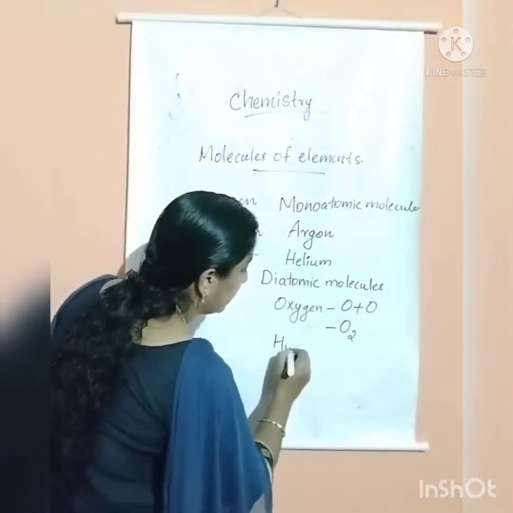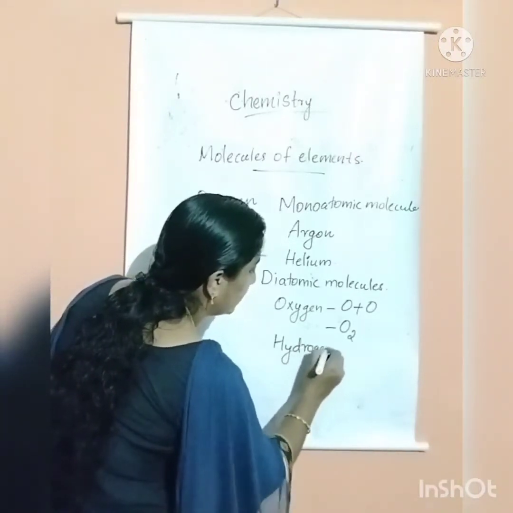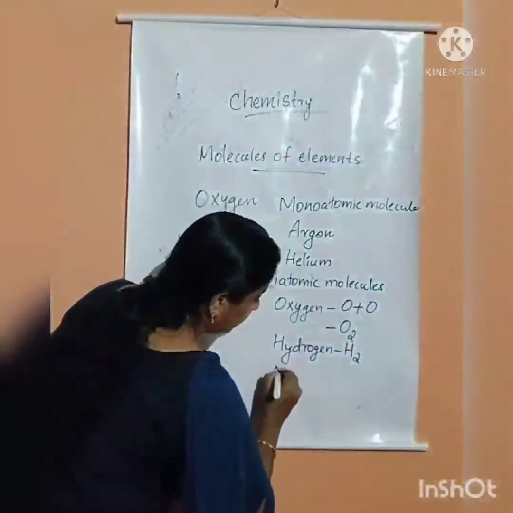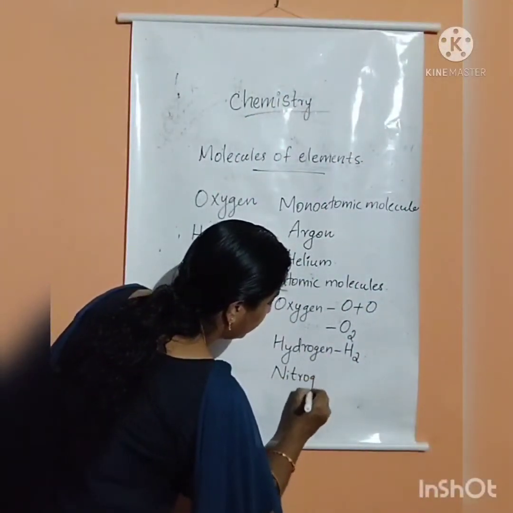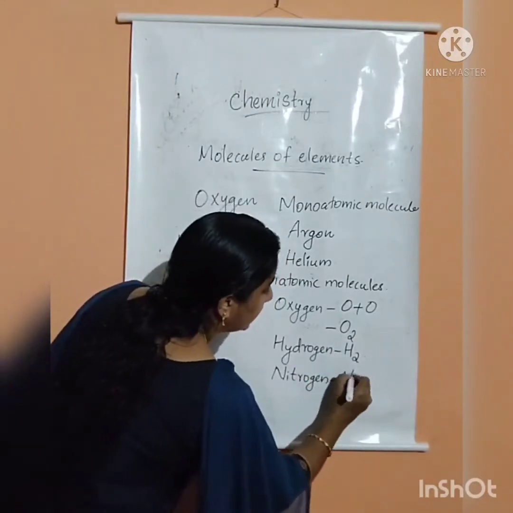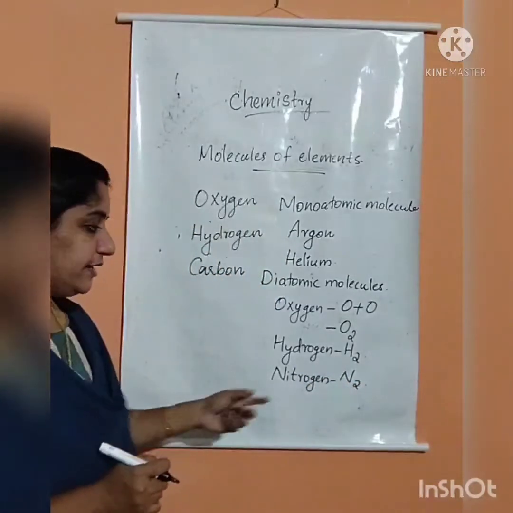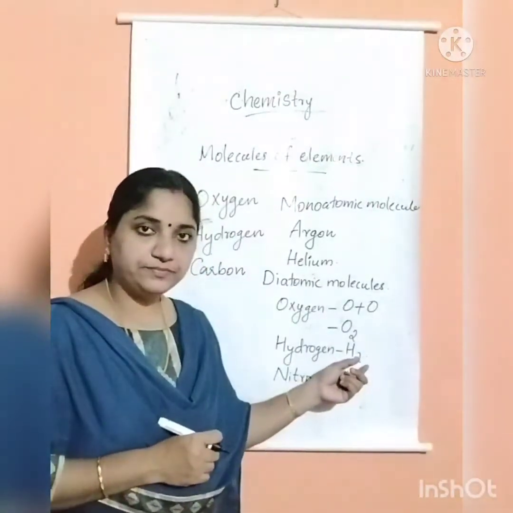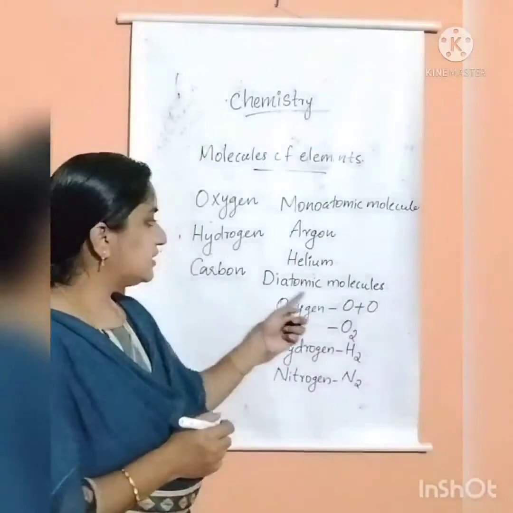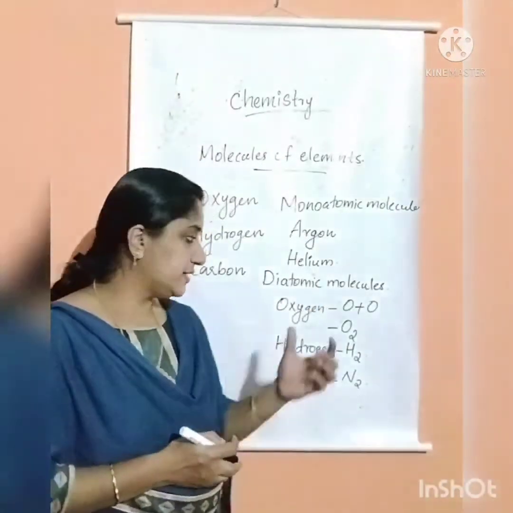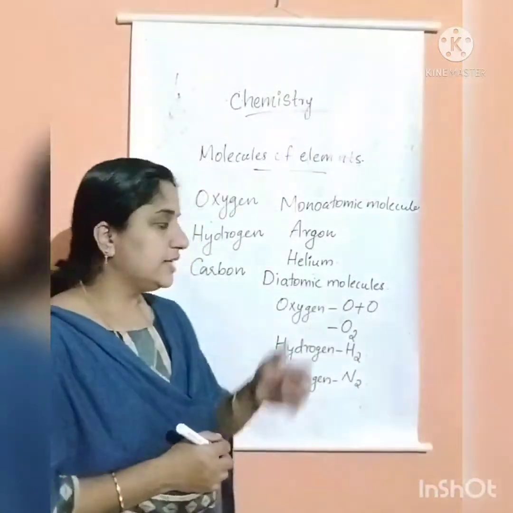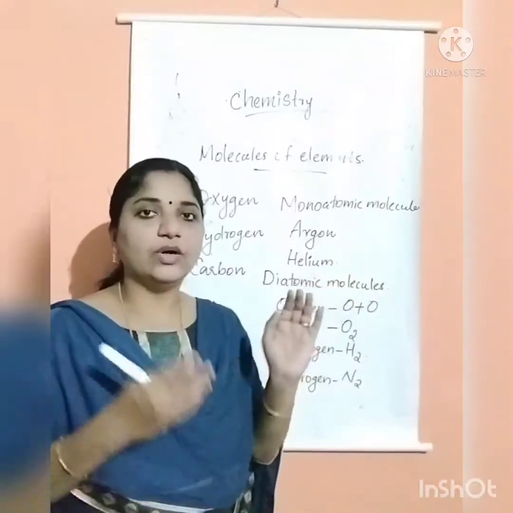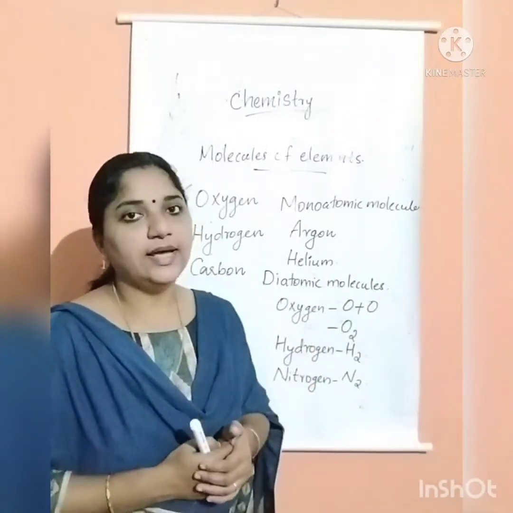Hydrogen is also a diatomic molecule. Then nitrogen is another example of a diatomic molecule. The nitrogen molecule contains two nitrogen atoms. The hydrogen molecule contains two hydrogen atoms. So these are examples of diatomic molecules. Monoatomic molecules contain only one atom of that particular element.